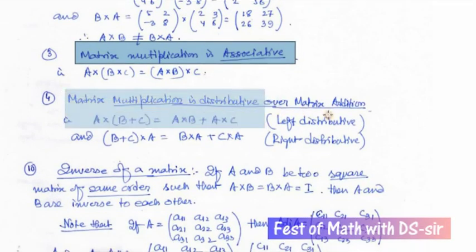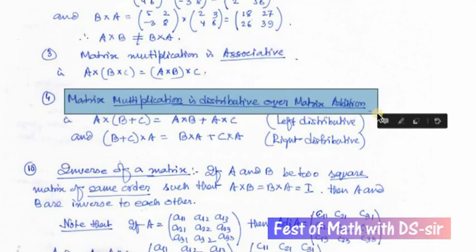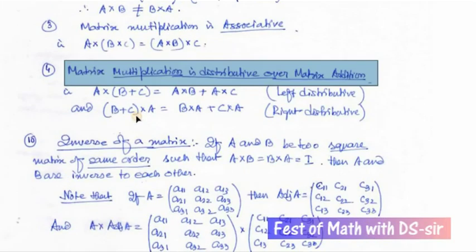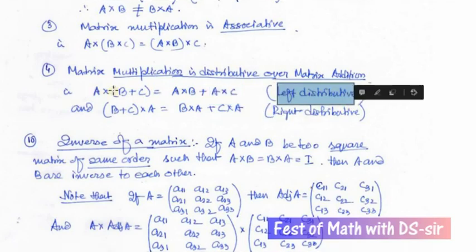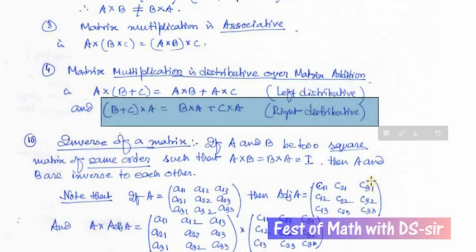Matrix multiplication is distributive over matrix addition. That is, if A, B, C are three matrices, then A into (B plus C) is A into B plus A into C. This is called left distributive, because A is multiplied on the left of B plus C. Likewise, this is called right distributive.